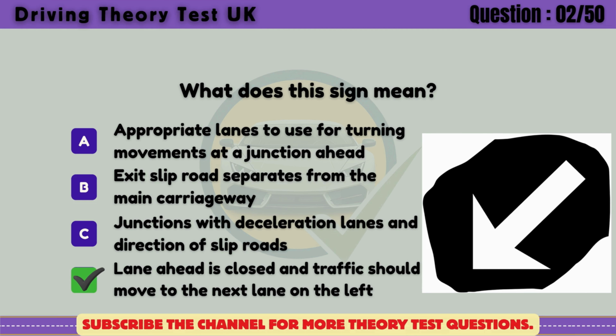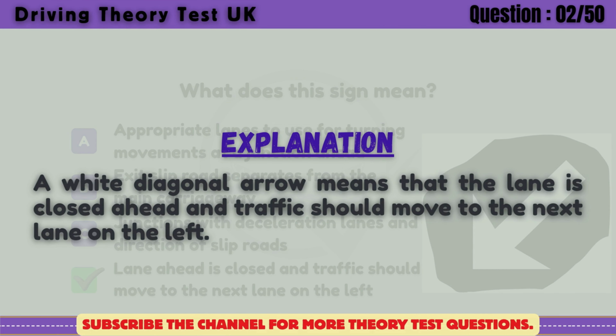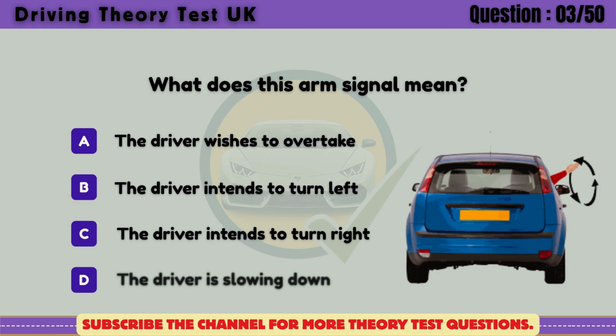Answer is D. Lane ahead is closed and traffic should move to the next lane on the left. A white diagonal arrow means that the lane is closed ahead and traffic should move to the next lane on the left. Question 3. What does this arm signal mean?